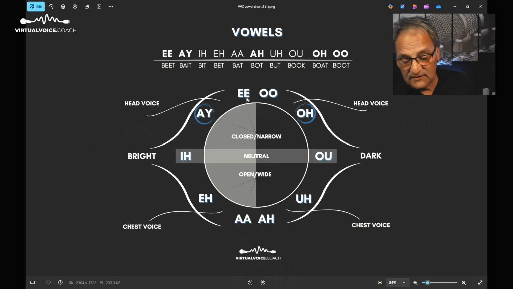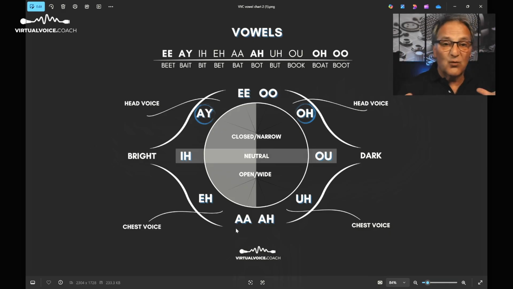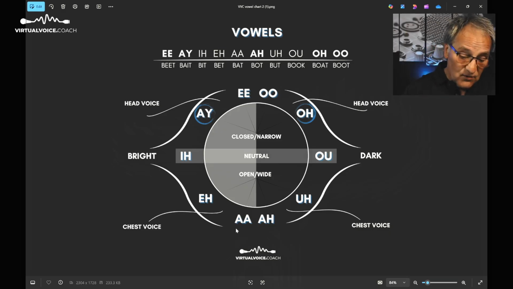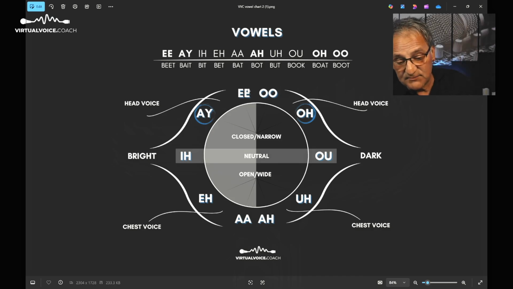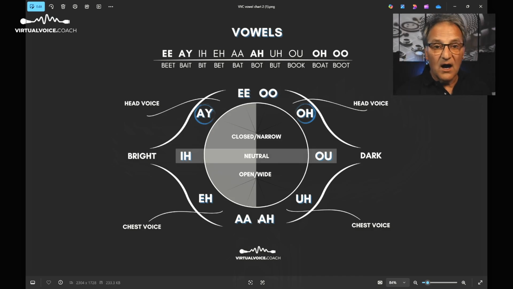Now when we come down to the bottom and we have ah, which is the widest vowel shape you can shape, ah, it doesn't like to go upstairs. Something's going to happen until we learn to balance. So next door, the ah vowel, which is part of the oo tree, really likes it in chest voice.